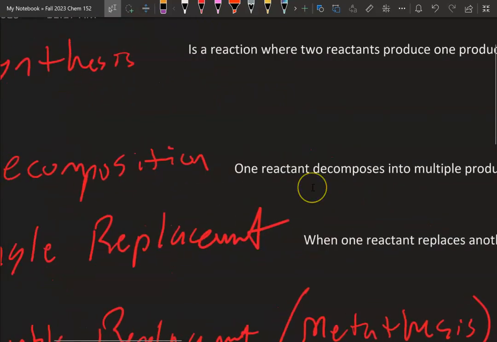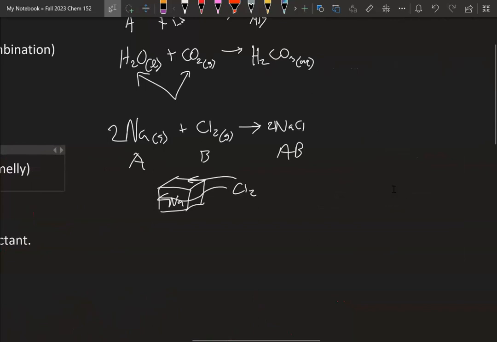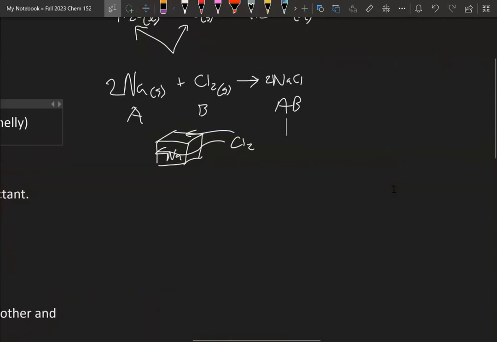So that's number 2. And decomposition reactions is where one reactant decomposes into multiple products. So in other words, you see the parentheses "smelly" there because when we think about decomposing, we think about things smelling, like animal tissue decomposing, just for example, or you go out in the woods. Right now is a perfect time. You can smell it. It's the smell of fall. You smell the leaves come off, and the leaves start to break down.